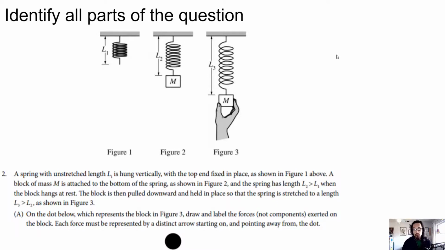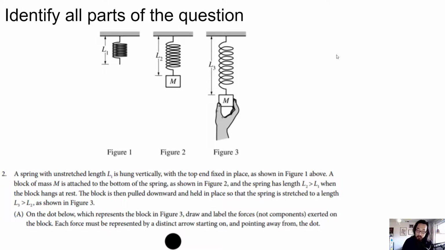It says, on the dot below, which represents the block in figure 3, draw and label the forces. Pause right there. Boom. Draw and label the forces. They explicitly told you to do something. If they told you to do something, there is usually a point value linked to that directive. Draw and label the forces, plural. Keep that in mind, plural, they give you a little hint.